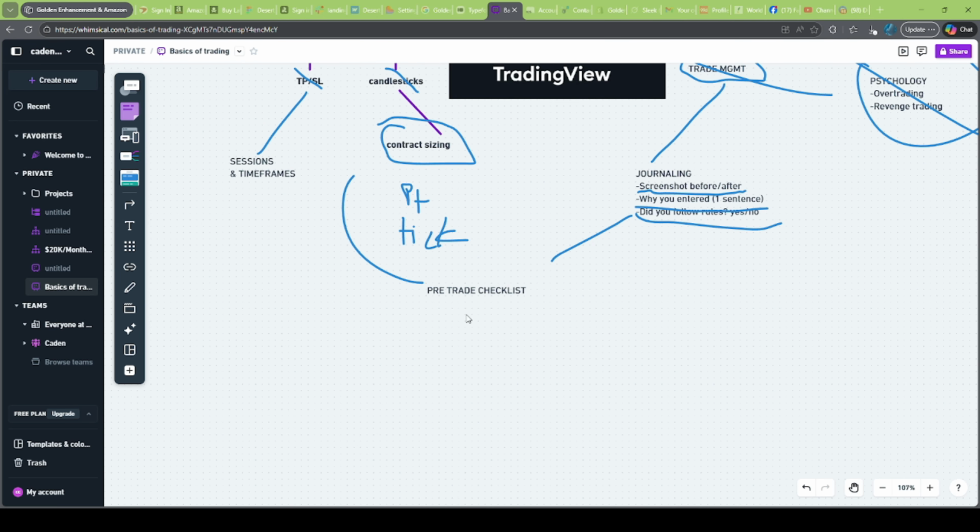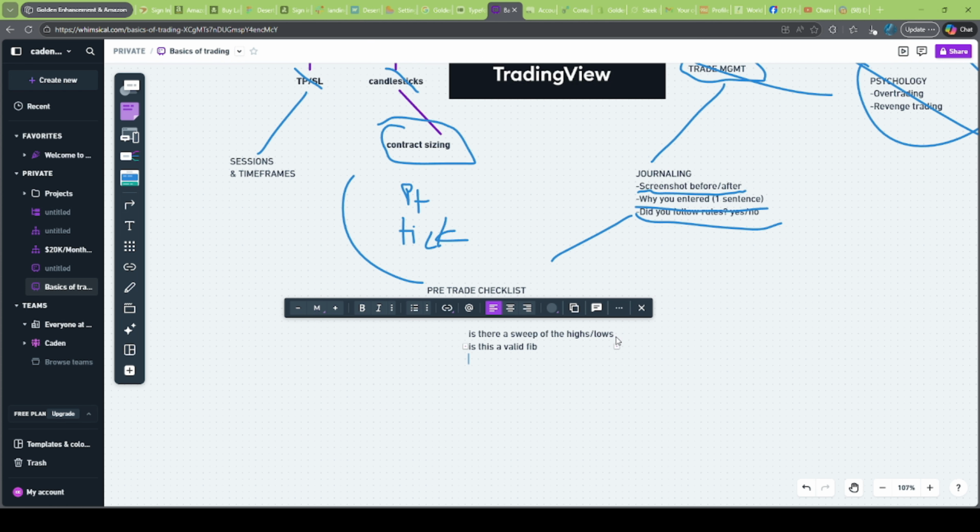Having a pre-trade checklist is basically the same thing as journaling, but you want to be able to have the same pre-trade checklist every single time. Now, it could be different in different people's strategies, but my pre-trade checklist looks something like this. Is this a valid fib? And I can identify that by looking at price, by using my fib tool and seeing how it reacts off of the levels before I make an exact entry.